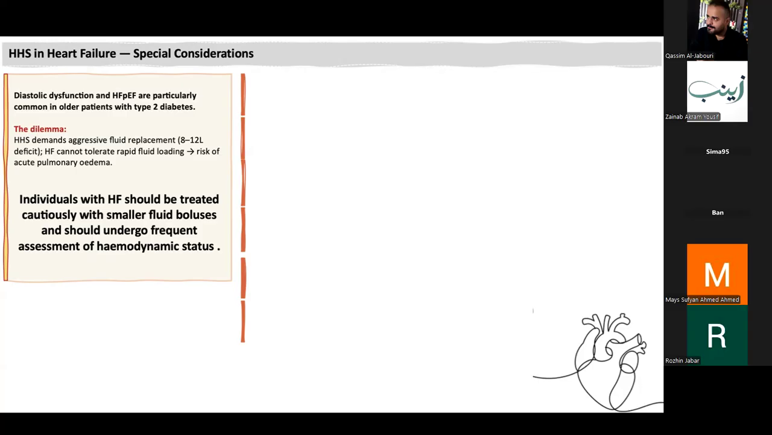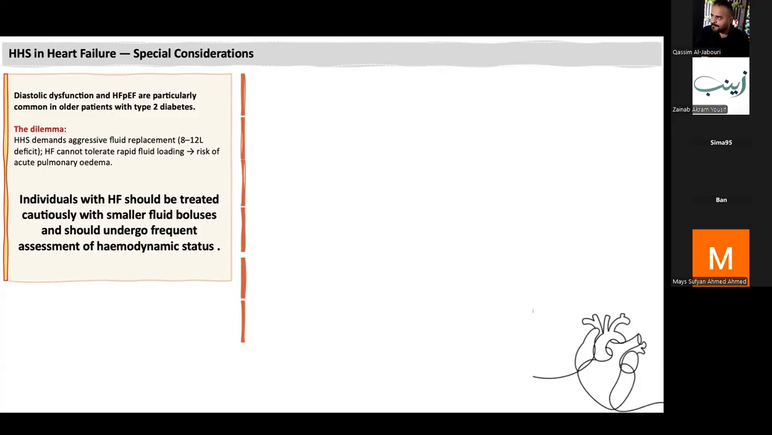The problem with heart failure is that these patients have diastolic dysfunction, and they tend to be elderly, comorbid, and frail. So flooding them with large amounts of fluid, like we give for normal patients if you follow the standard protocol, would be very dangerous, and they would be at high risk of pulmonary edema and fluid overload. So those patients should be treated very cautiously with small fluid boluses, and you should not follow the HHS protocol that you follow for the standard patient.